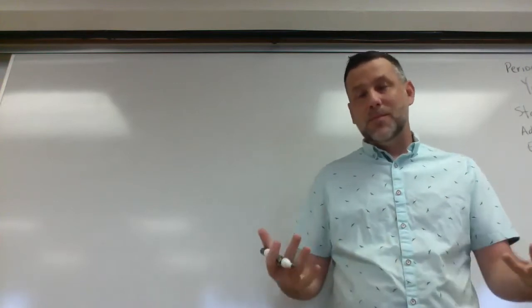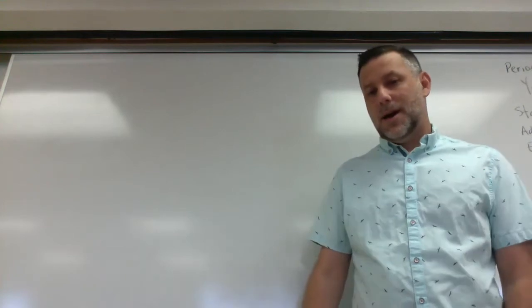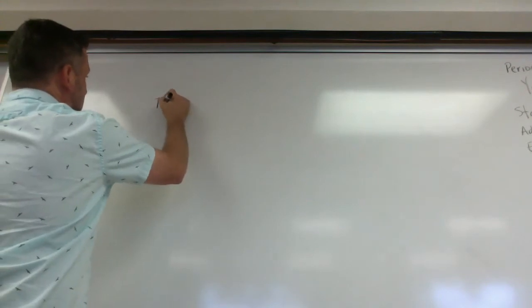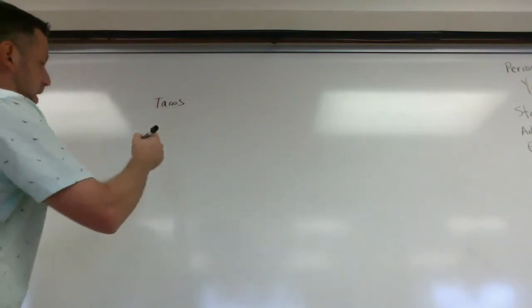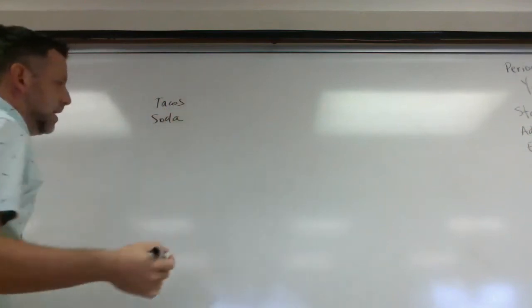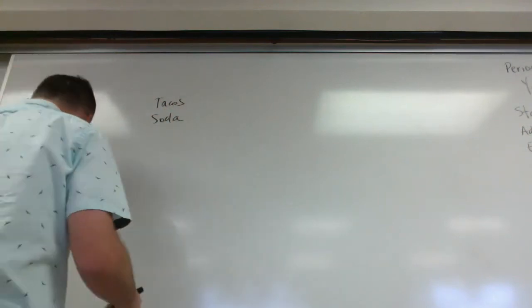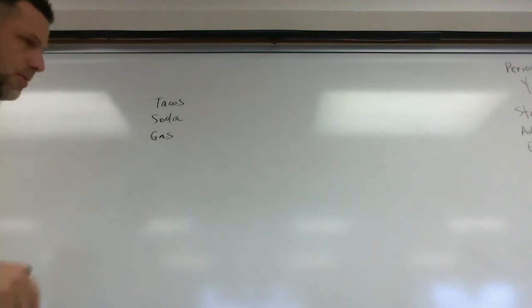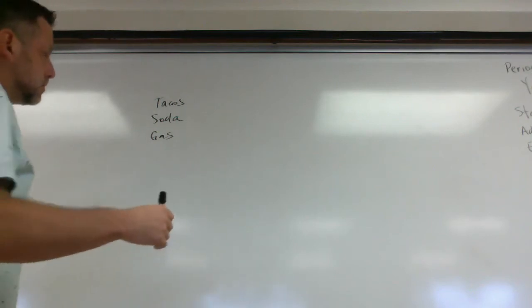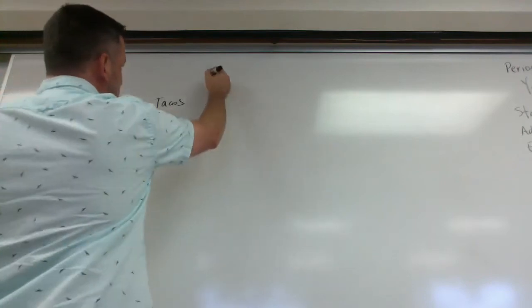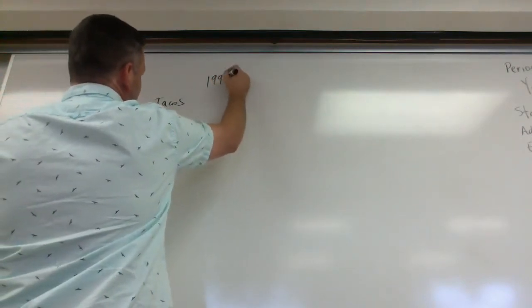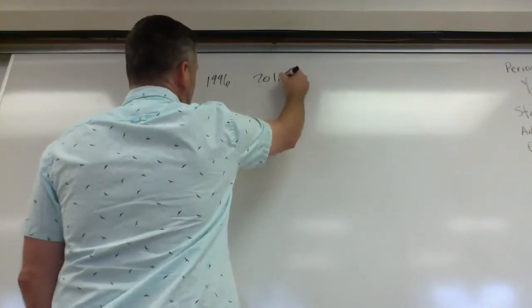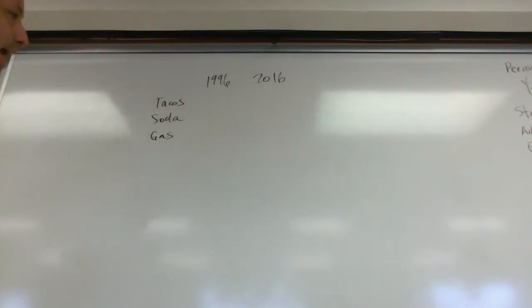So let me give you guys an example, right? We'll use a really simple basket, maybe 3 things in it. So we'll say tacos and soda and maybe something else like, I don't know, a gallon of gasoline, right? And these are the 3 things that, say, people are purchasing. So 1996 will be 1 year, and we're going to compare 1996 to 2016. So over a 20-year period, what happened to those prices?